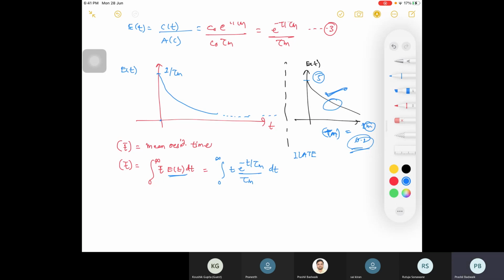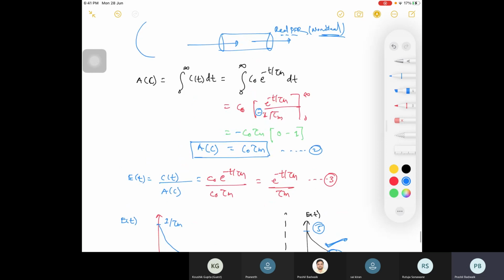Sir, it should be e power minus t by tau m. No, sir. It should be the integral from 0 to infinity of t into e power minus t by tau m. No, sir, how is it minus t? Divided by this. No, sir, upper e power. After e power, it is e power t by tau m, right? No? t into tau m, sir. t into tau m. Yes, sir.